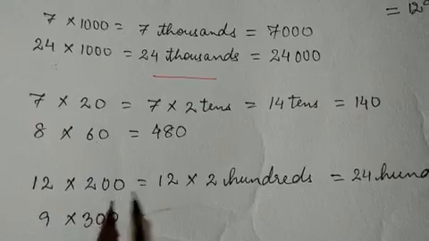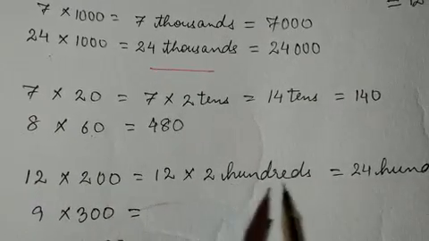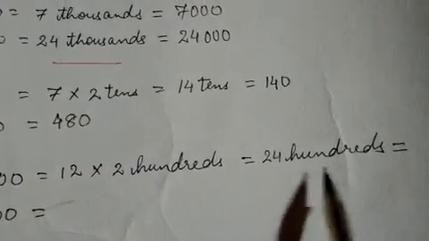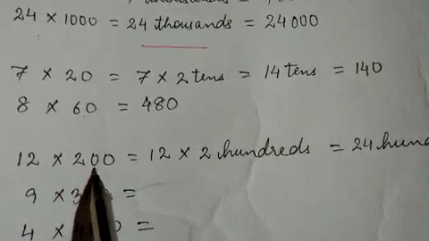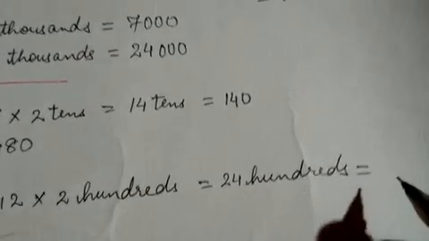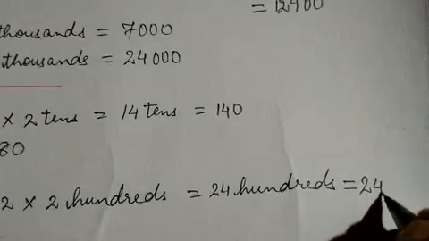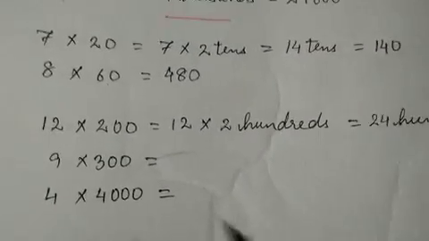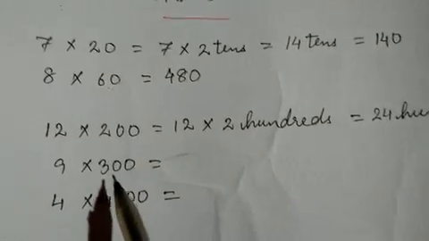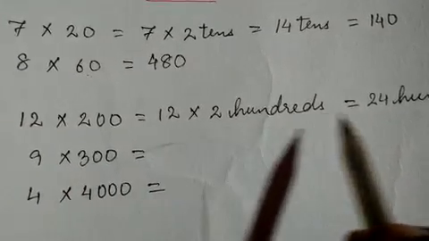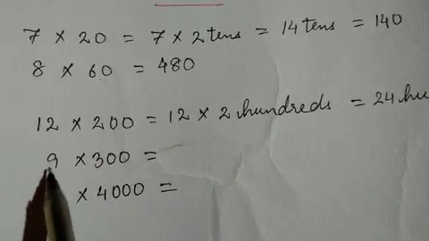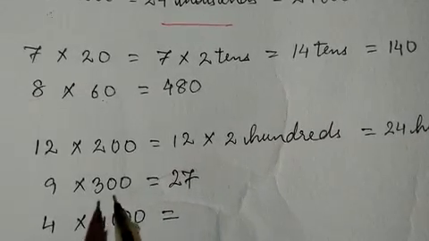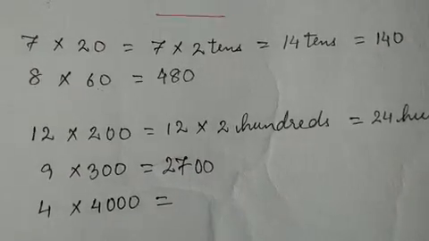Same way, 12 into 200. Now when it is 200, we can write it in this form also, 200s. Now 12 twos are 24 and hundreds. We just have to write hundreds here because this is 100. Now 24 hundreds, how do we write this? 24 and hundreds means 2 zeros. This is the way we write 2400. Same way, 9 threes are 27, and 2 zeros we just have to copy down.